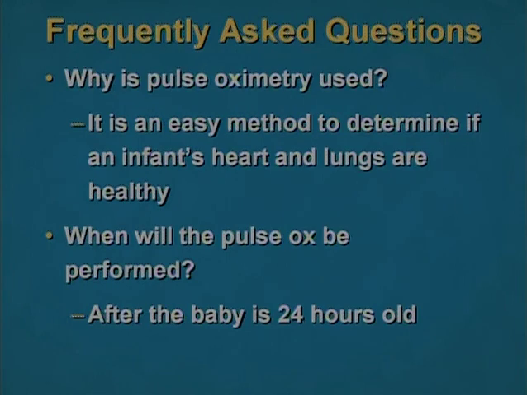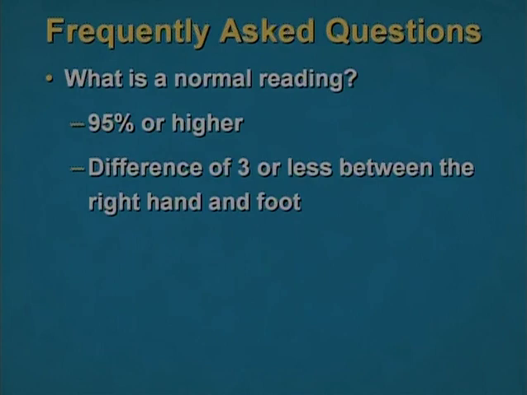And so a normal reading, again, is an oxygen saturation of 95% or higher, and a difference of 3 or less between the right hand and foot. So that concludes my presentation today on pulse oximetry in the newborn.